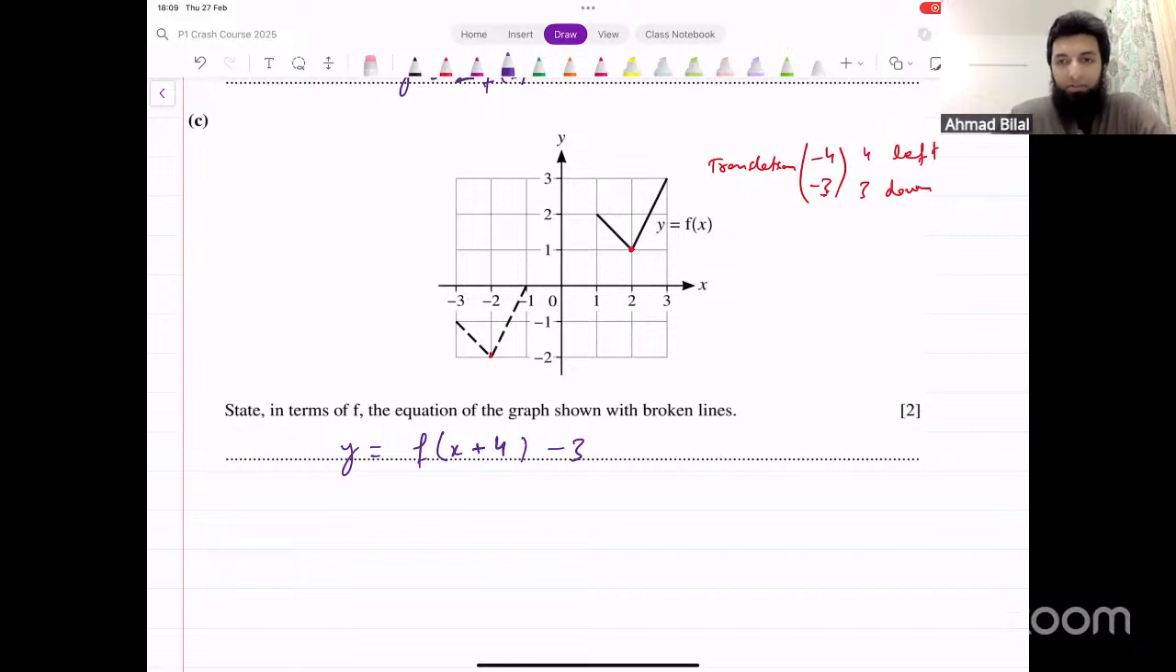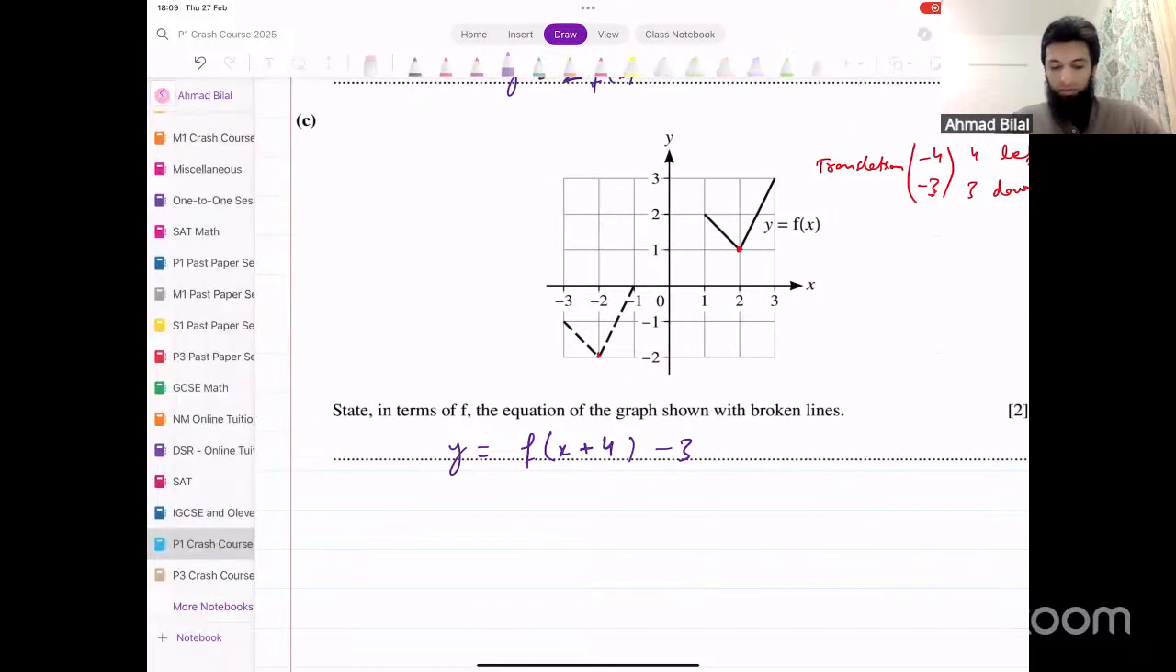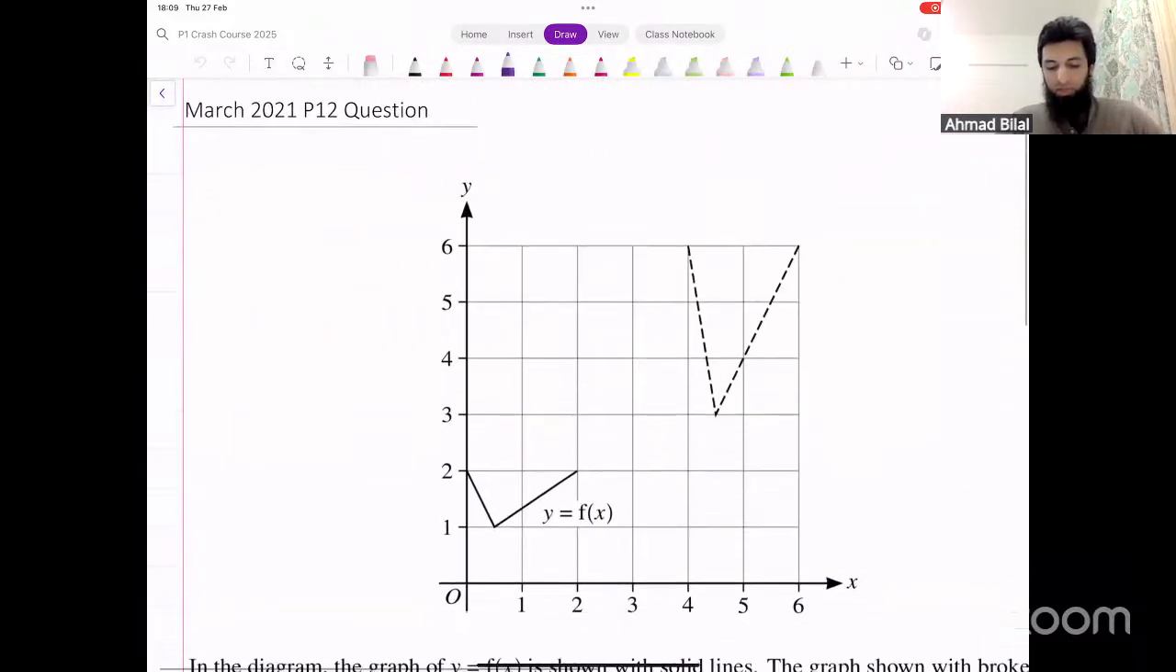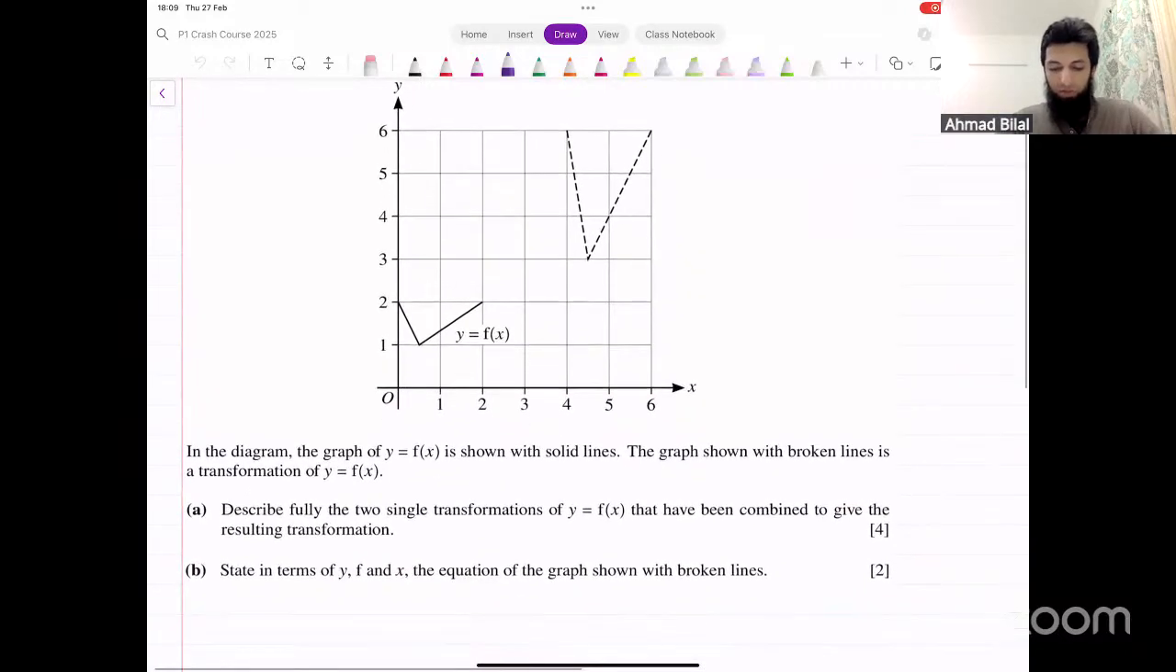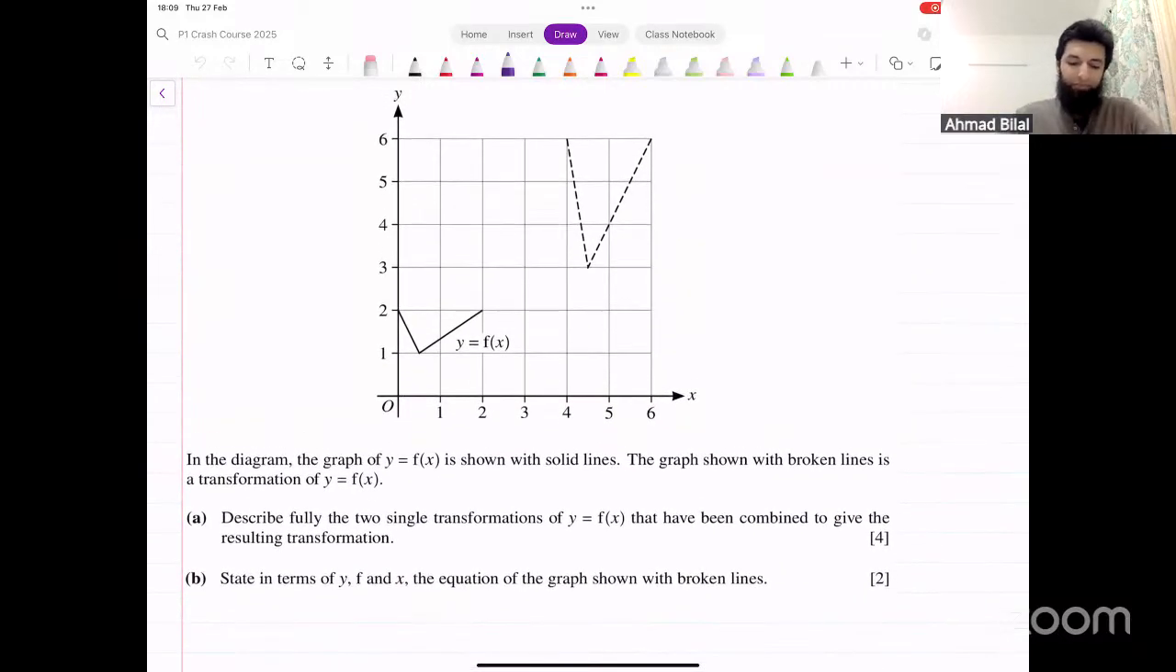Is that all right? Let's take a look at another example. This was another one that I posted on OneNote for you to attempt. Let's try this now. In the diagram, the graph of y equals f of x is shown with solid lines. The graph shown with broken lines is a transformation of y equals f of x. So we're going from the solid lines graph to this broken lines graph. Describe fully the 2 single transformations of f of x that have been combined to give the resulting transformation.